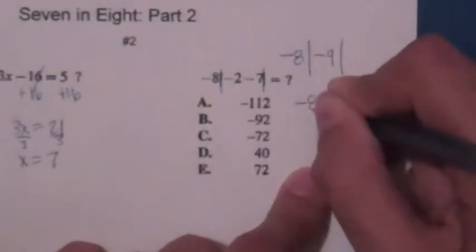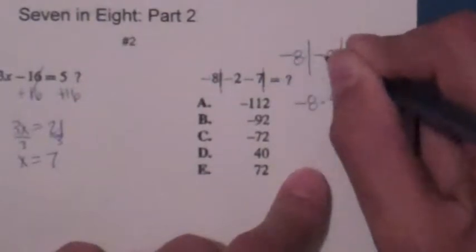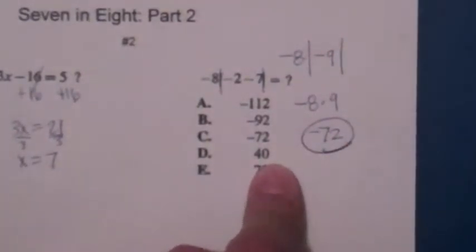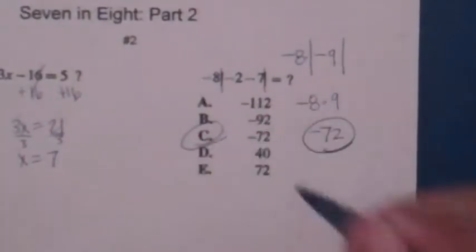So then I end up doing -8 times a positive 9. The number on the outside gets multiplied against the inside here, and I end up with a -72 for my answer on that one. So that makes choice C as well.